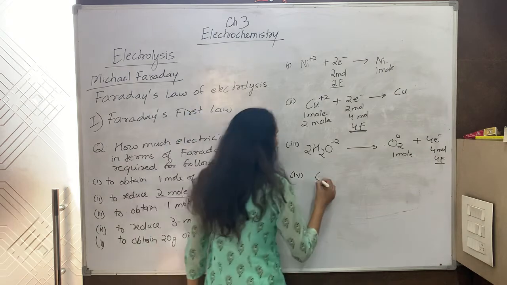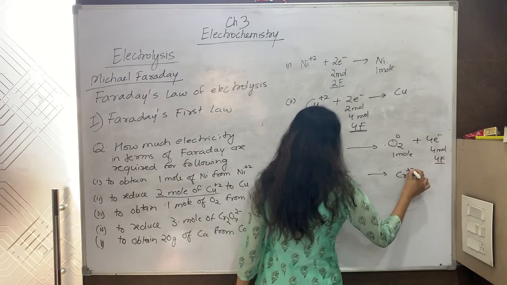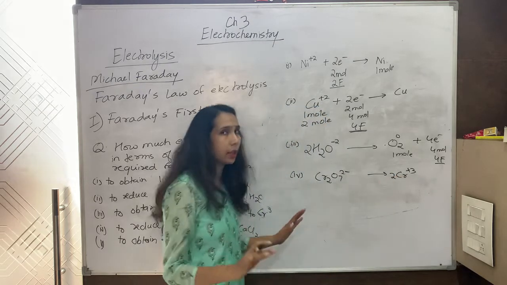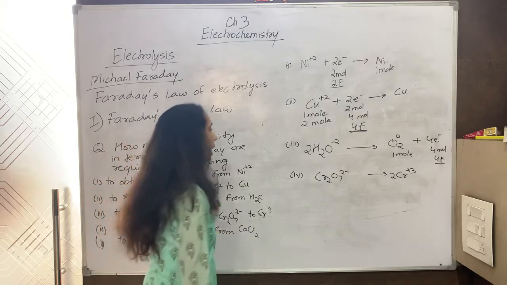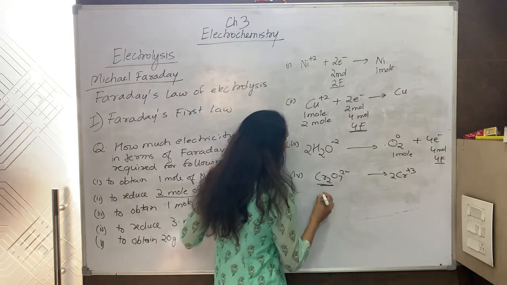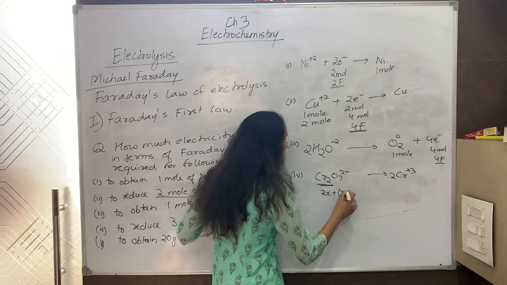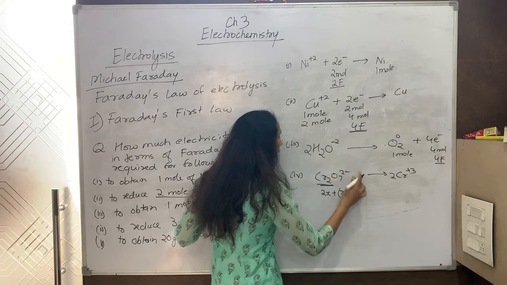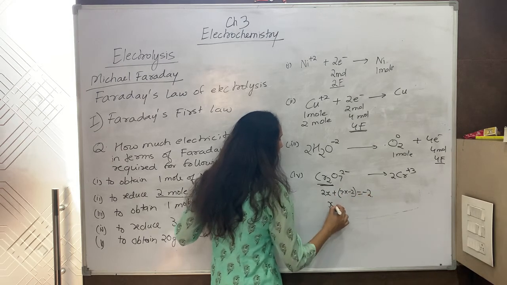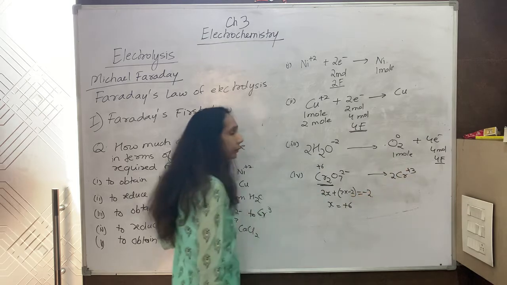I take up Cr2O7 2 negative to Cr plus 3. First I balance it, 2. I am not concerned with oxygen, I am only concerned with chromium. I find out the oxidation number of chromium. How? I know 2x plus 7 into minus 2, because charge on oxygen is minus 2, equal to net charge minus 2. So x comes out to be plus 6. So plus 6 to plus 3.